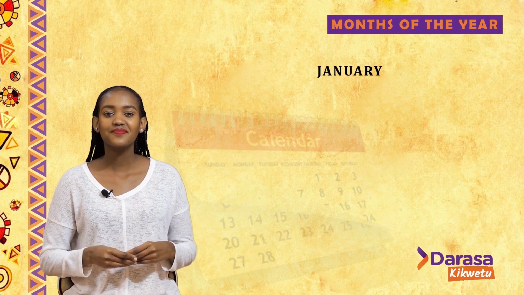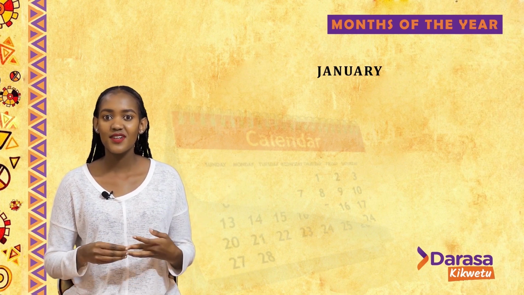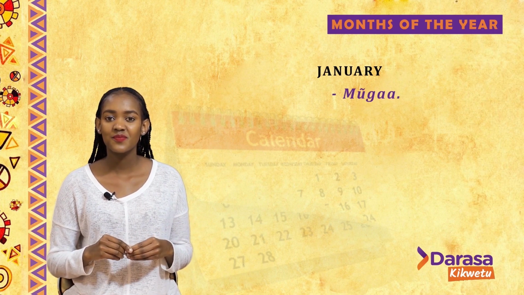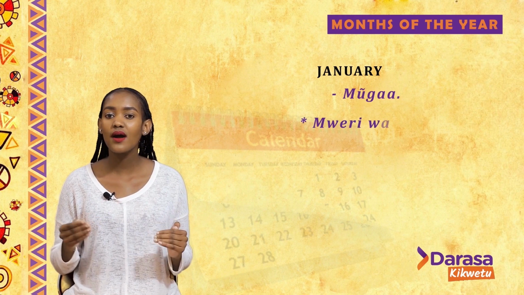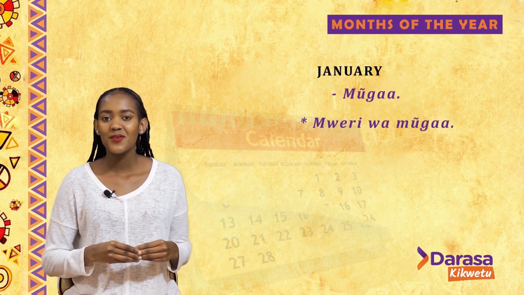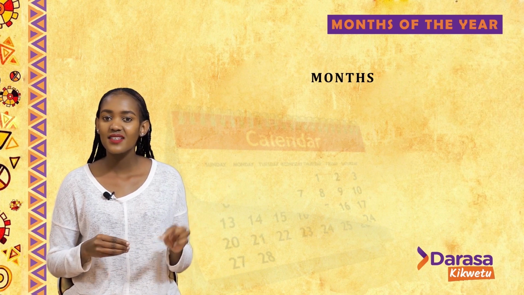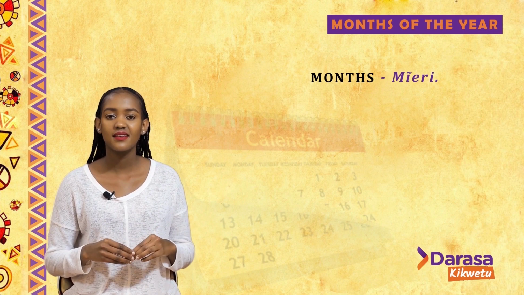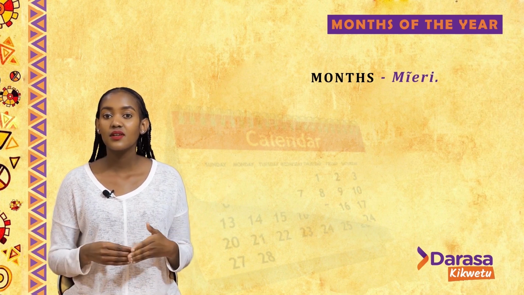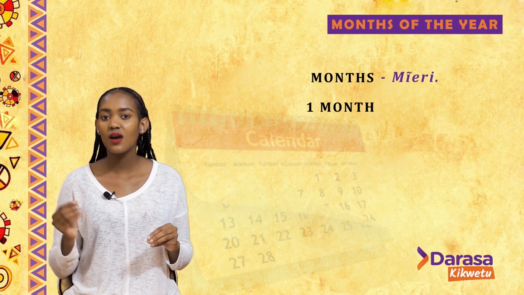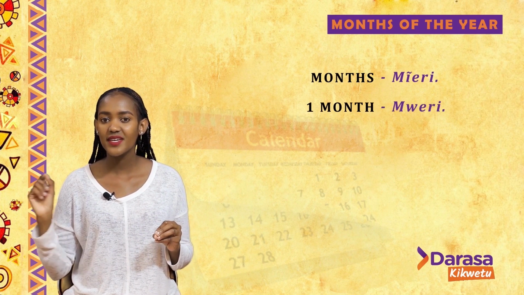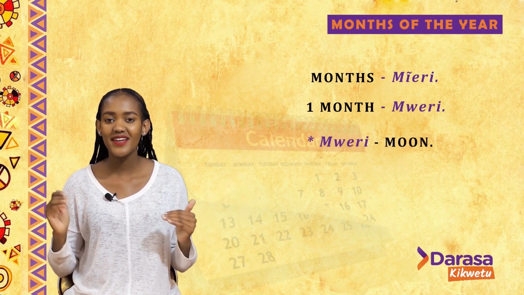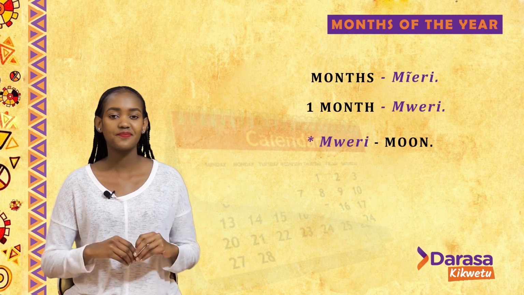Alright, so January was known as Muga. You can still say Mweri wa Muga, because months are known as Mieri. So 1 month is Mweri, which is also moon. Mweri also means moon.